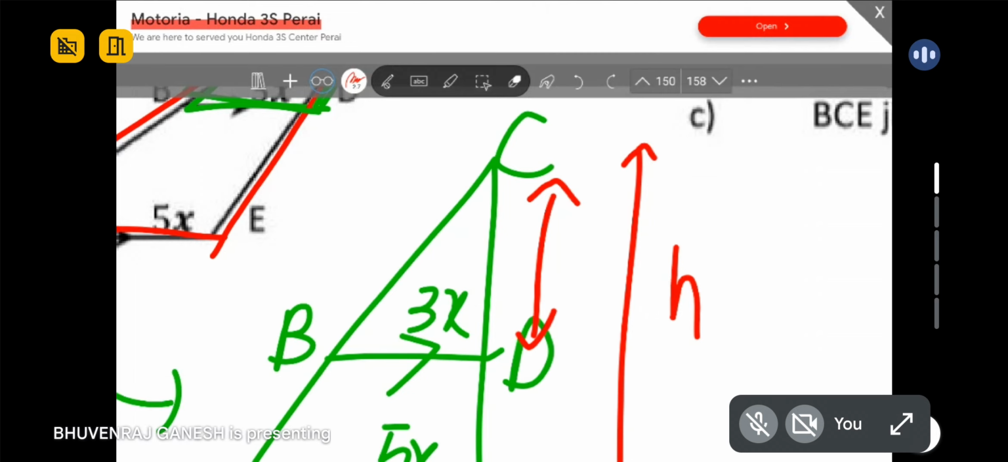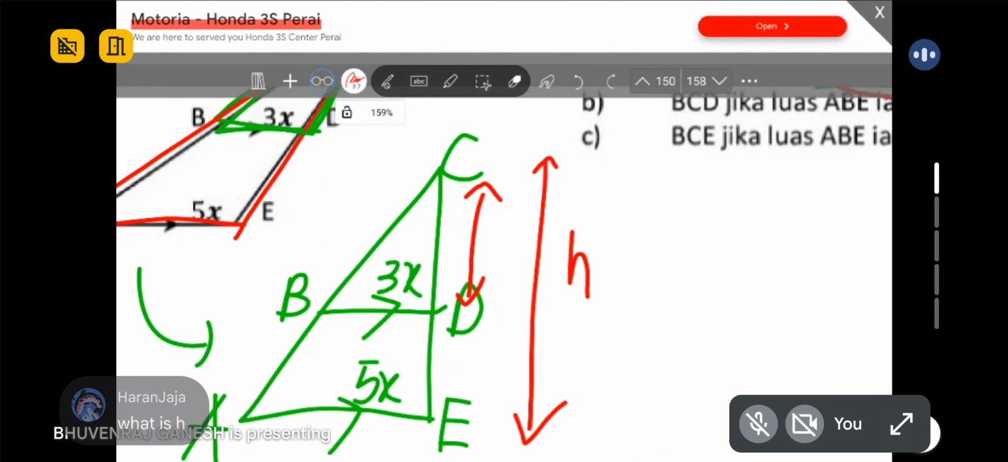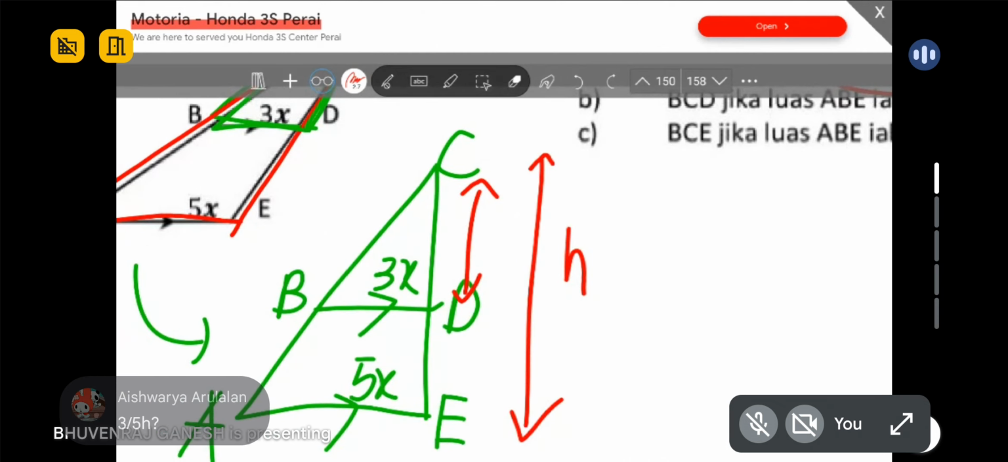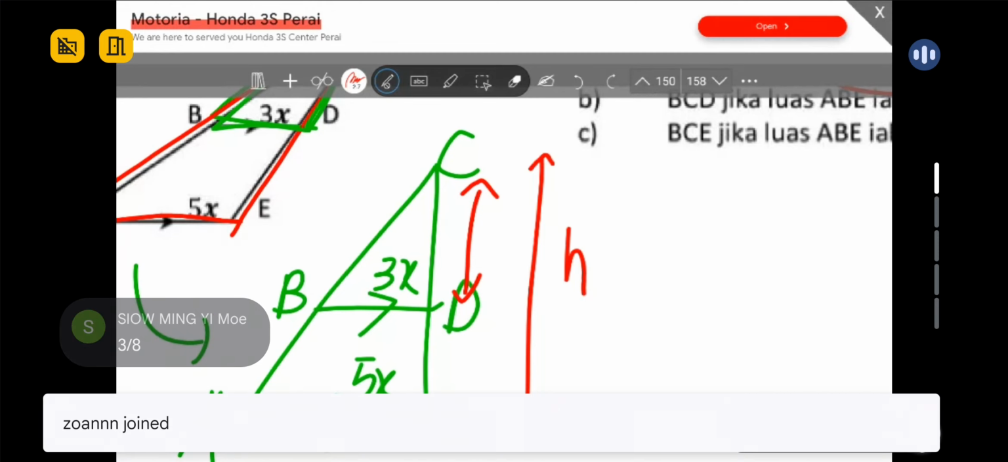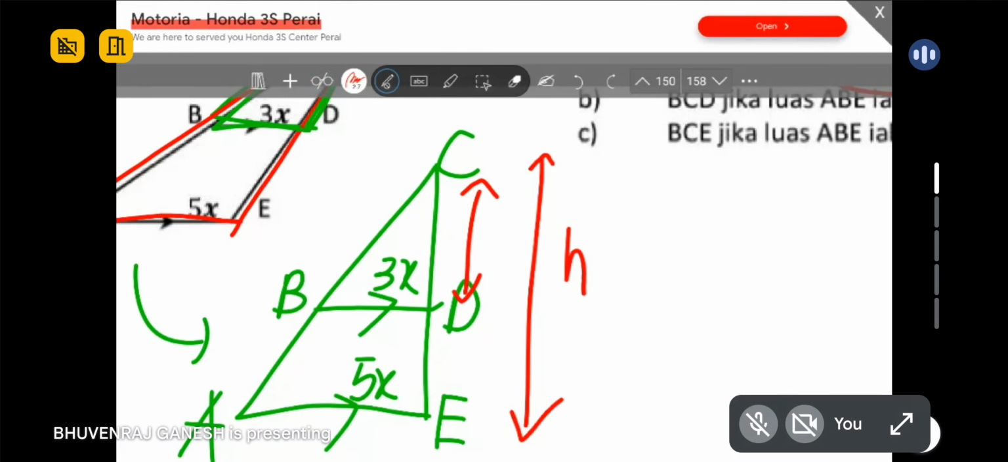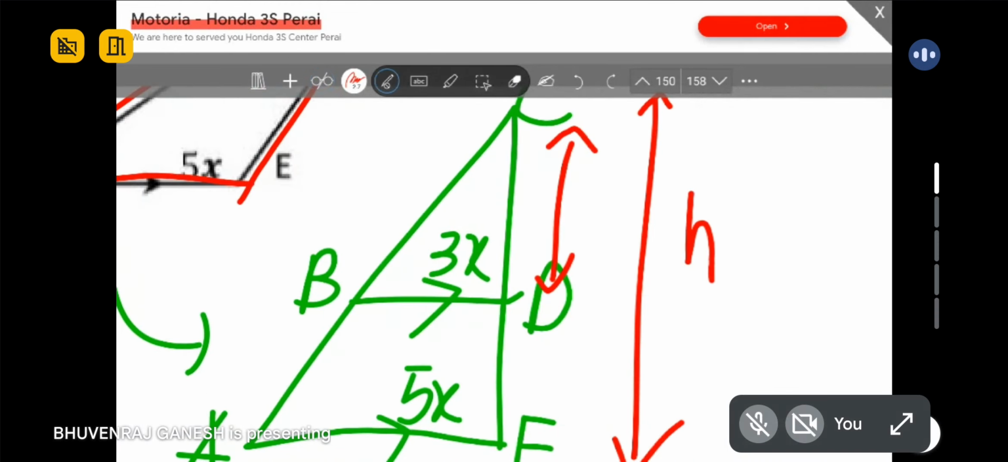One over 2H, no. Wrong. H is the height of the ACE triangle. Can you see, guys? Yes, got the correct answer. Okay, Aishwarya, very good. The answer is 3 over 5H, guys. How do you get 3 over 5H? Can you see 3 here? Can you see 5 here, guys? So it's just 3 over 5, because the x will cancel out each other. Okay, so it's 3 over 5H.